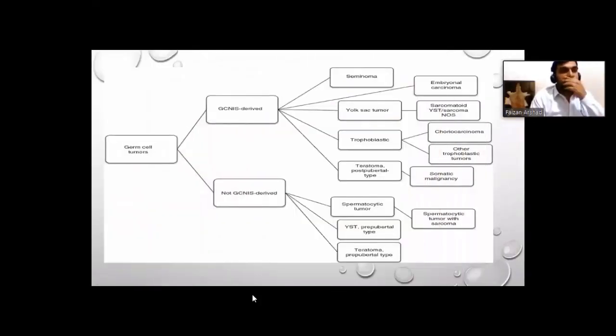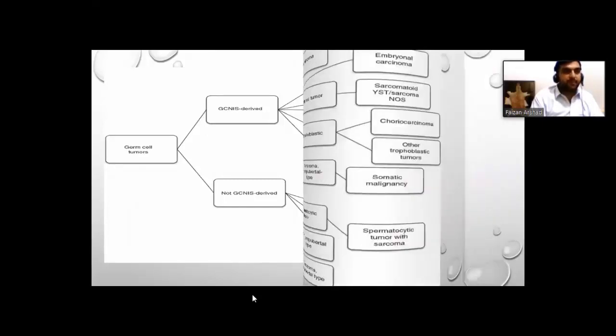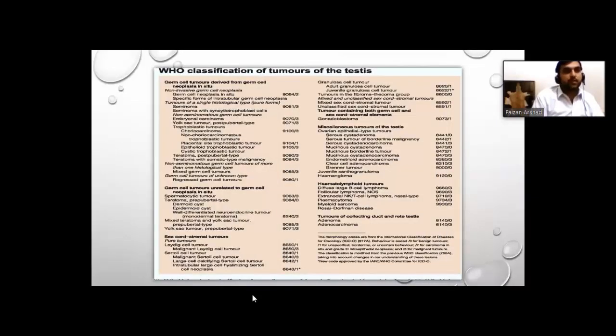And this is again the same slide with germ cell tumor, and we should know how the seminoma derives from the germ cell tumor and other components of the germ cell neoplasia in situ. So this is again the WHO classification of the testes, in which there is germ cell tumor derived from the neoplasia in situ, germ cell tumor unrelated to neoplasia in situ, and sex cord tumor. It is very important, and we basically classify these tumors on the WHO classification.